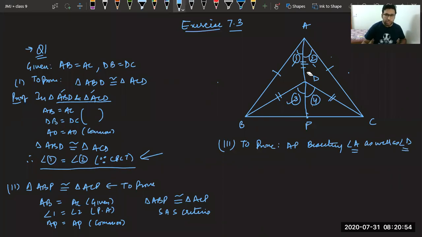So we have to prove angle 3 equal to angle 4. If you observe, angle 3 is coming in triangle DPB, angle 4 is coming in triangle DPC. So in triangle DPB and triangle DPC, what we have right now is DB equal to DC. These sides are equal. Second thing we have is DP equal to DP, common. Now tell me, what is the third thing?